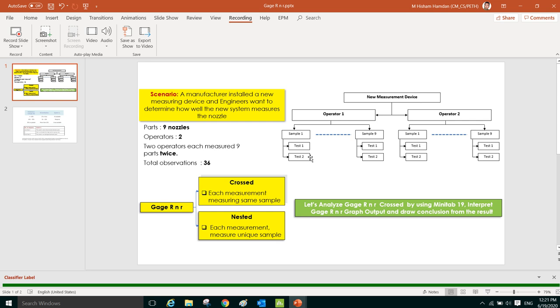So in this case, since this measurement experiment uses the same samples, we need to analyze the result by using gauge R and R cross. You can use nested if the measurement is measuring a unique sample. So usually nested is meant for destructive testing. So let's see how we can analyze and then how to interpret the gauge R and R graph output and draw conclusions from the result.